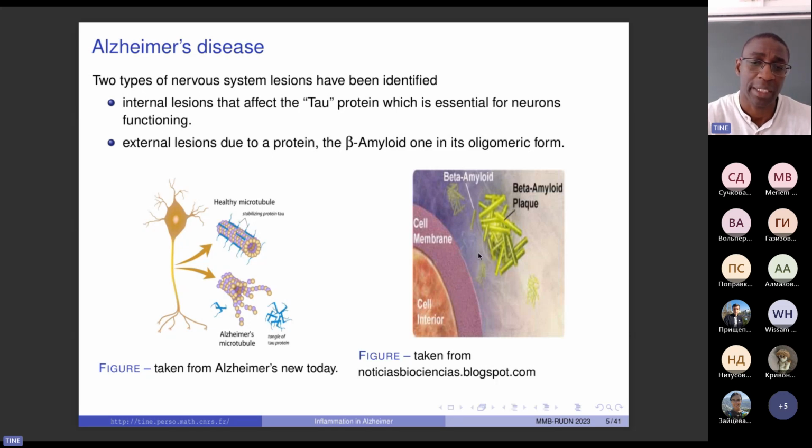but what happens is that with the Aβ protein we form some aggregates, and these aggregates are not good for neurons. These aggregates can also become bigger and bigger, and form what we know as plaque. So in our study we will focus on the external lesion. We will not talk now about the internal lesion.